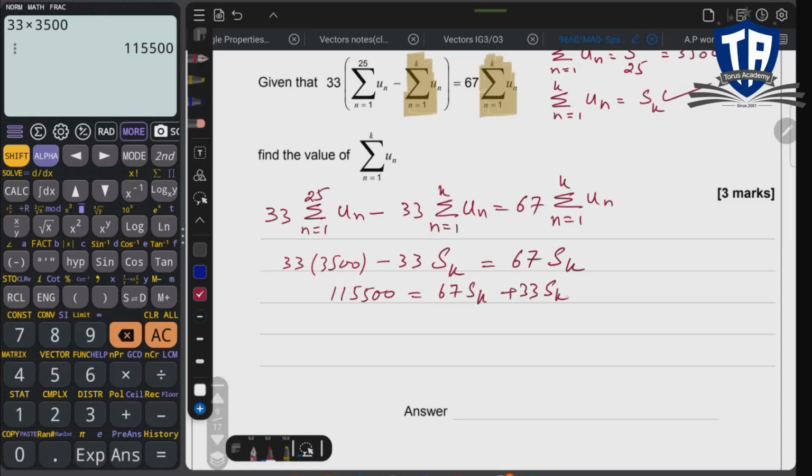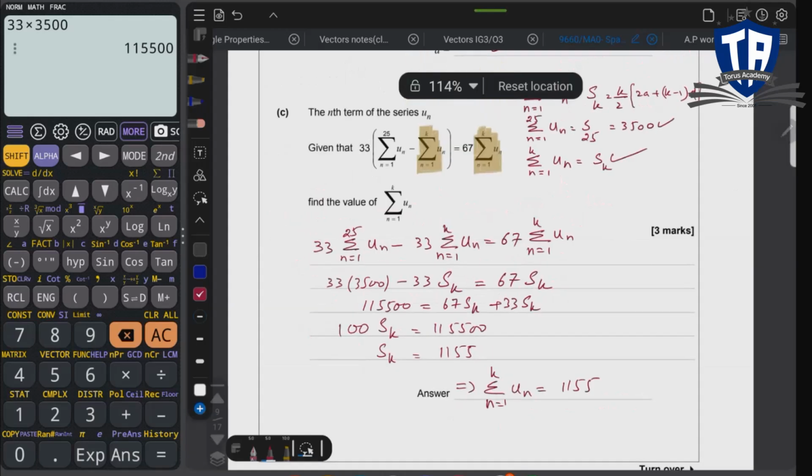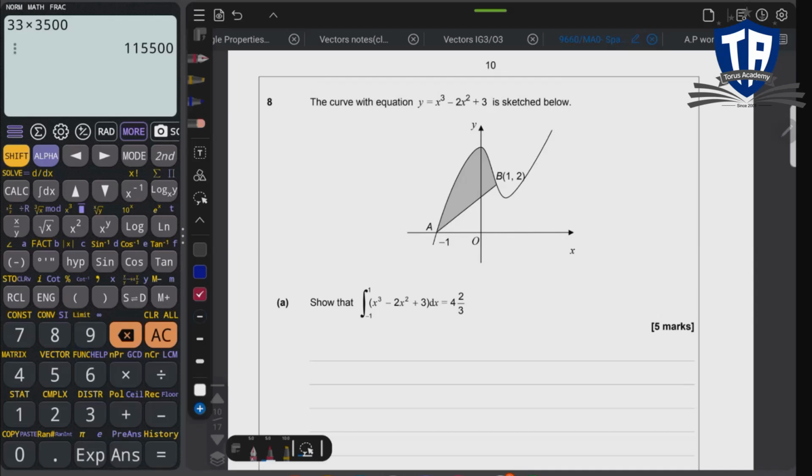This is the answer. Next question is question 8, and this is from the topic of integration. We have been given a function with the diagram, and we need to show that the definite integral of this function is equal to 4 whole 2 by 3. It means here we integrate.